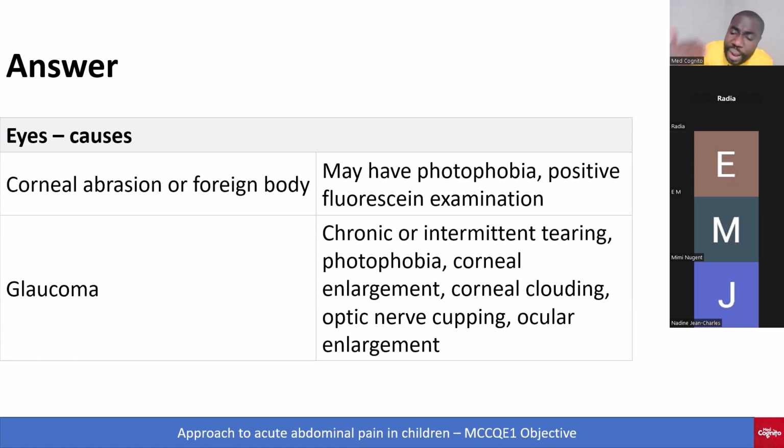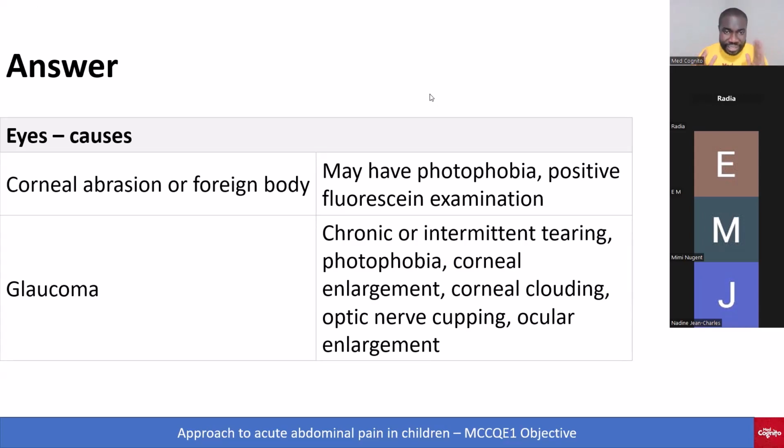It could even be glaucoma. And how will you pick up glaucoma? So even though we are learning colic today, how will we be able to pick up glaucoma in a child? If the child has chronic or intermittent tearing, photophobia, corneal enlargement, corneal clouding, optic nerve cupping, ocular enlargement. So if I give you these features, and I say, what are your differentials? A, glaucoma. B, episcleritis. C, conjunctivitis. D, iritis. The well-trained doctor who attended this class and took the class seriously will go like, no, Dr. Boni, it is nothing but glaucoma.